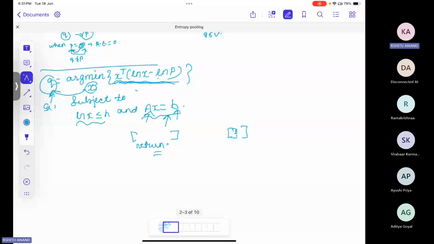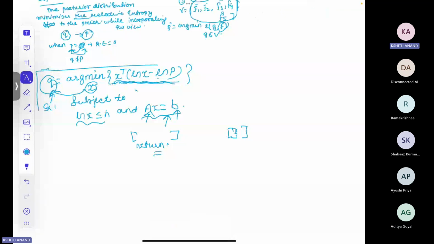I will discuss it in detail, but as of now, just understand that we have to solve this numerical optimization problem, wherein you have to find the minimum of this value subject to the condition that Gx is less than or equal to H and Ax is equal to B. X is basically your posterior distribution and all these are views. Gx is less than or equal to H is your view and Ax is equal to B is also your view.